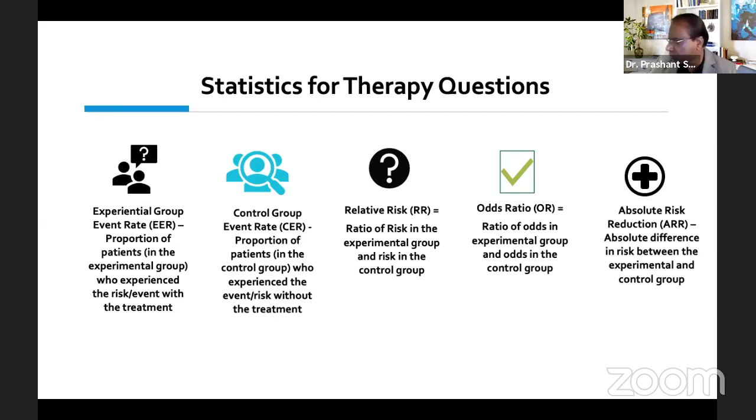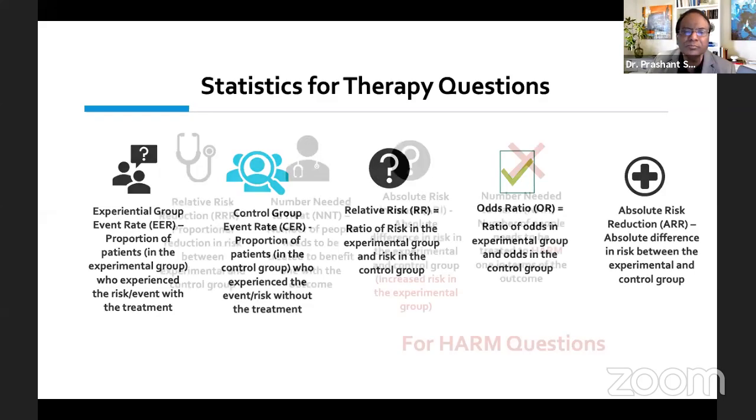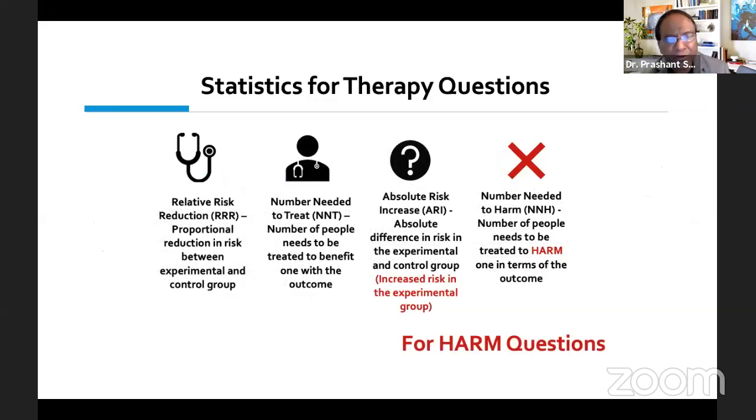The absolute risk reduction is nothing but the absolute difference between the event rates in the experimental group and the control group. So it is just the subtraction of the event rates from each other, and this is also called risk difference. Then there is the relative risk reduction, which is a proportional reduction in the risk between the experimental group and the control group. So how much proportion of the risk is reduced in comparison to the control group?